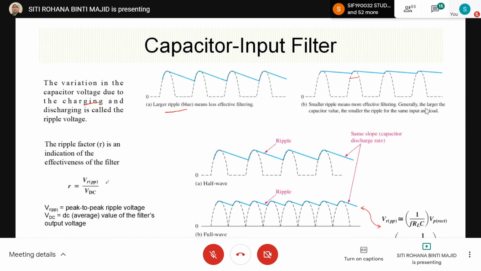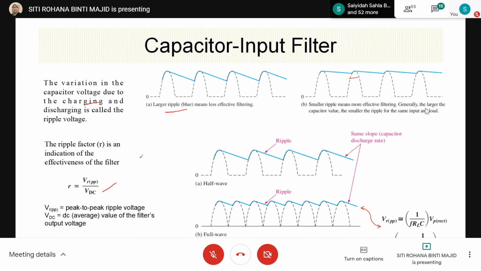Okay, and the ripple factor indicates how efficient the filter is, and we can calculate the ripple factor using this equation, which is VRPP over VDC, where VRPP refers to the peak to peak ripple voltage, and VDC is the DC average value of the filter output voltage.